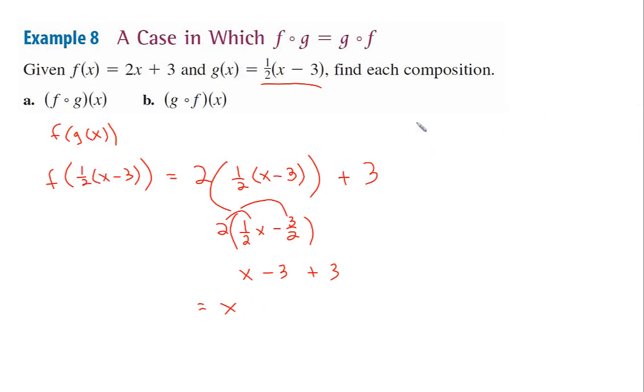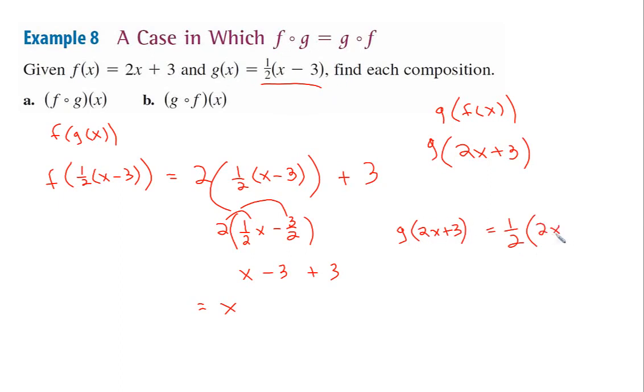Okay, and then over here, let's find g composed with f. Well, f of x we know is 2x plus 3. Now, if we take this, we plug it into the g function, right? So g of 2x plus 3. Here's the g function. We have 1/2 parentheses x minus 3. So instead of x here, we replace it with this, 2x plus 3. And then we have minus 3. Well, the 3's cancel. We end up with 1/2 times 2x, which is going to just give you x.